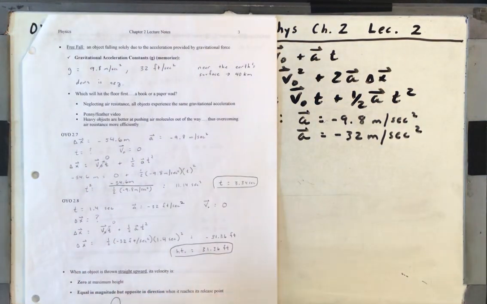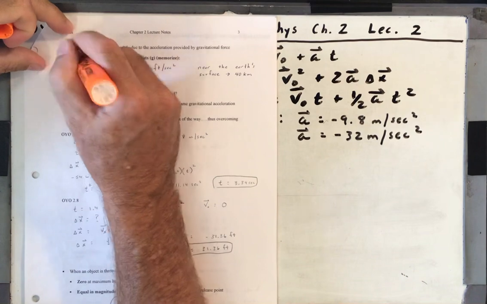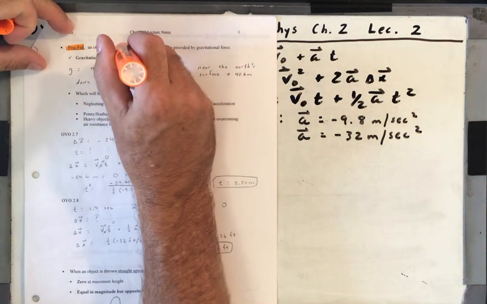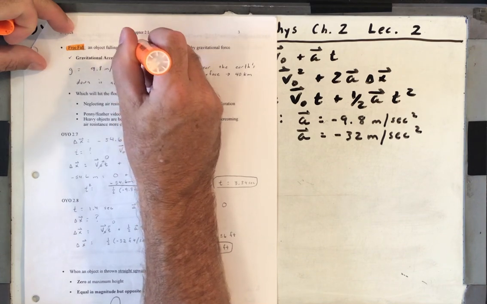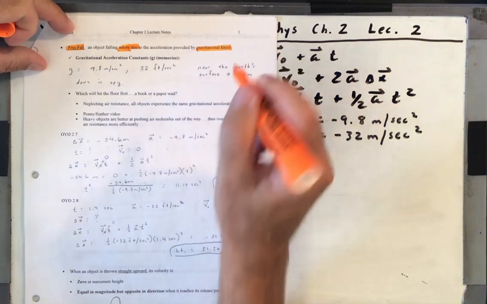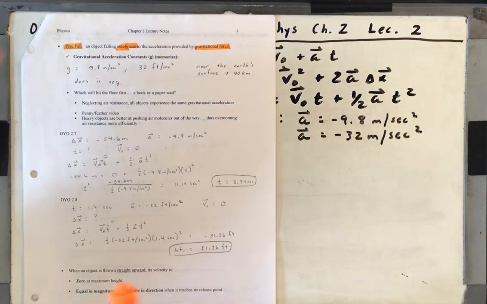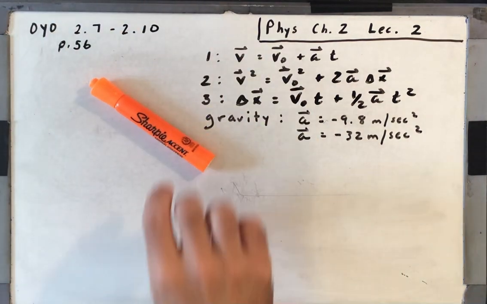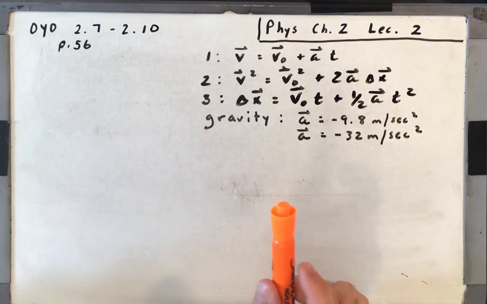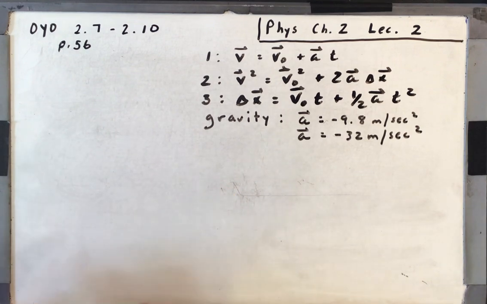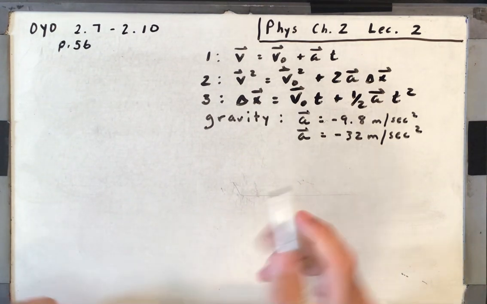So free fall is when an object is falling solely due to acceleration provided by gravity. All right, so if I drop this highlighter onto my whiteboard, what made it fall? Gravity made it fall. And you've got to memorize the gravitational acceleration constants.